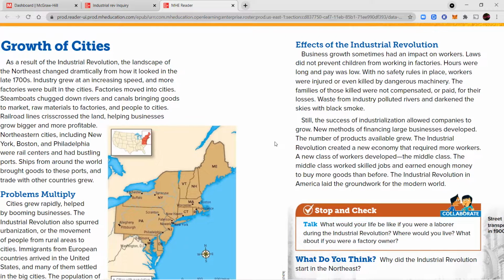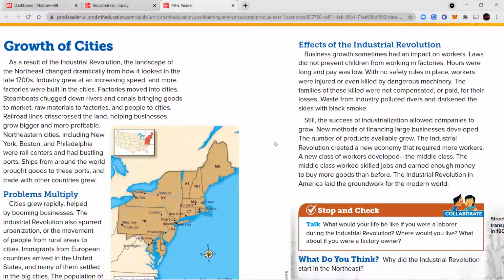Effects of the Industrial Revolution. Business growth sometimes had an impact on workers. Laws did not prevent children from working in factories. Hours were long and pay was low. With no safety rules in place, workers were injured or even killed by dangerous machinery. The families of those killed were not compensated or paid for their losses. Waste from industry polluted rivers and darkened the skies with black smoke.